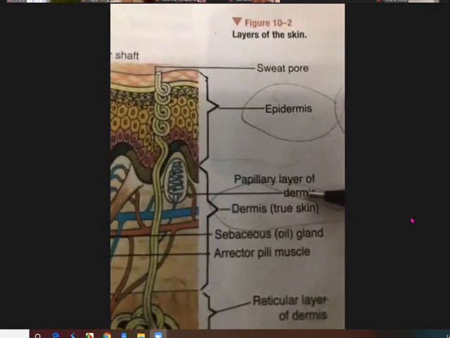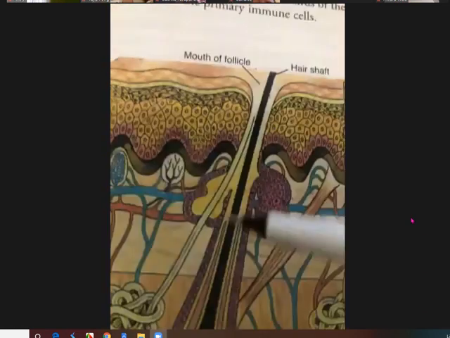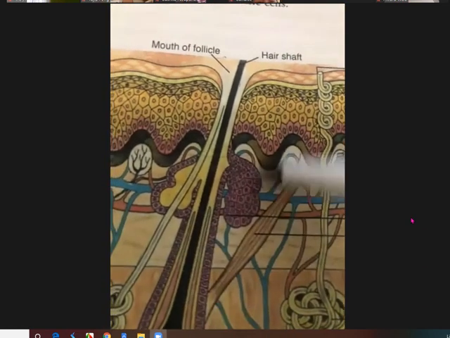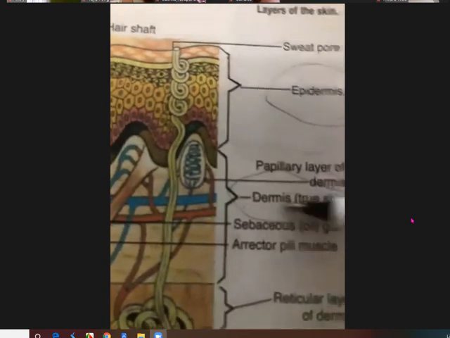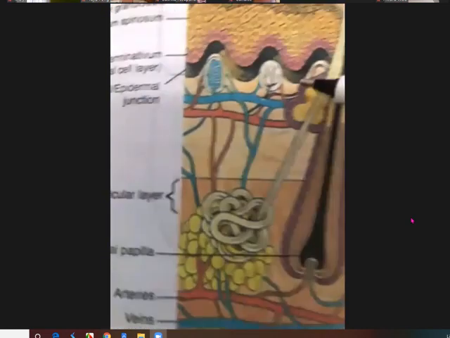The first layer of your dermis. Papillary is the first layer. Reticular is the second layer, right? So this one is in your dermis on the papillary layer. That's your sebaceous gland. And then you look at this one.